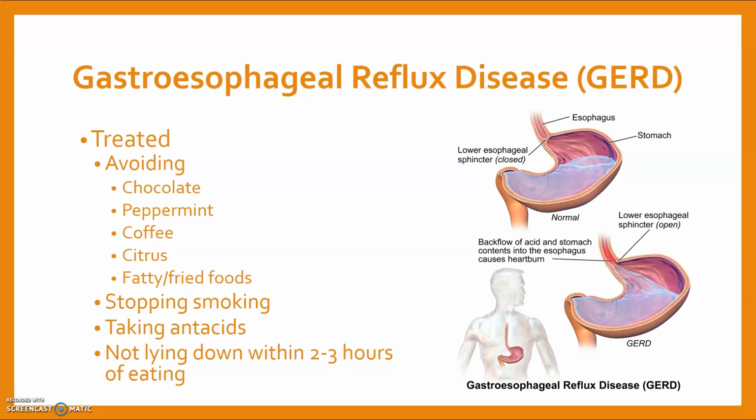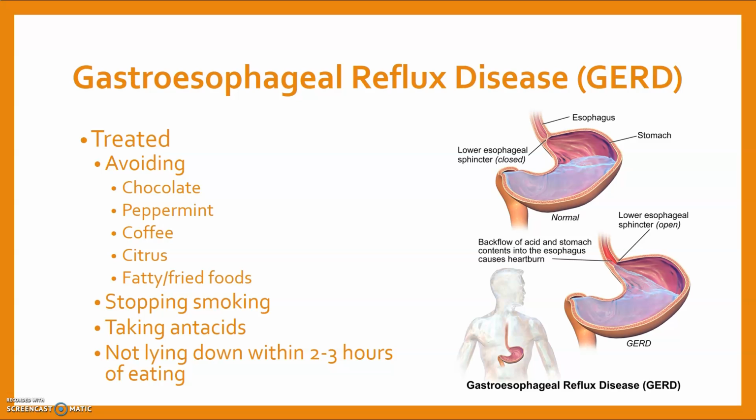So how is gastroesophageal reflux disease treated? One way is to try to avoid things that can trigger or exacerbate symptoms of GERD. And this can be like avoiding things like chocolate. Chocolate actually has an ingredient in it that relaxes smooth muscle in the lower esophageal sphincter, and by those muscles relaxing, it's not going to close like it should. Also avoiding other foods like peppermint, coffee, citrus or acidic foods, and fried fatty foods.